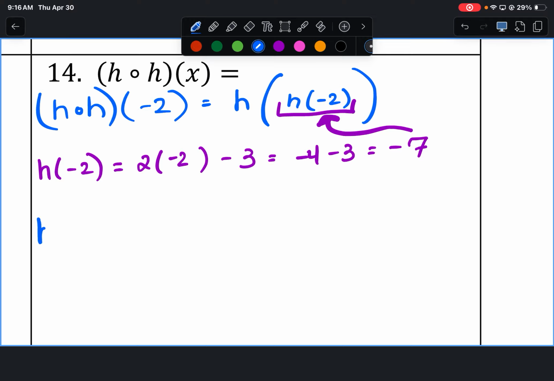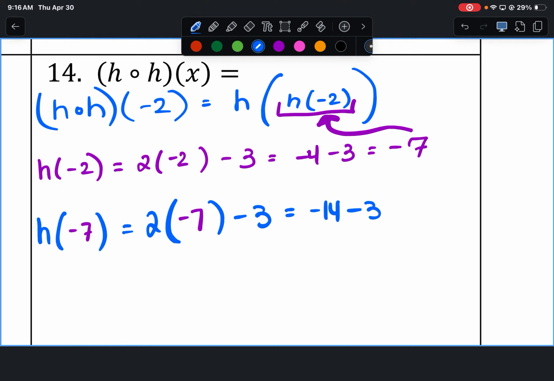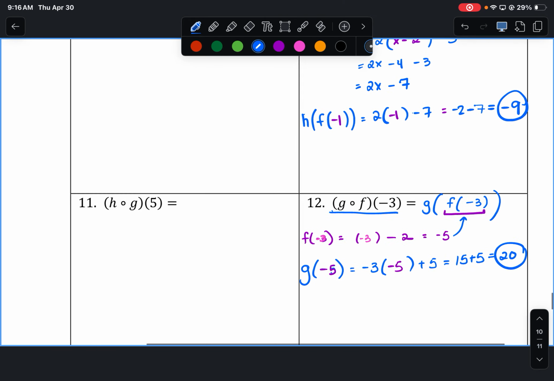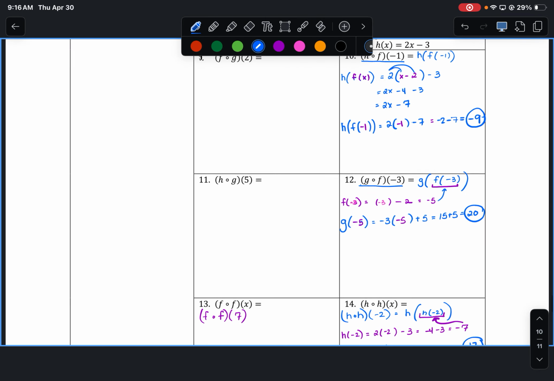All right, so once we get that, that is what is inside there. So we're going to do h of negative 7 now, which gives us 2 times x minus 3, but this time we're plugging in what for x? Negative 7. What is 2 times negative 7? Negative 14. What is negative 14 minus 3? Negative 17. And that is our answer. All right, so I want y'all to go ahead and work out the odds for me. Do 9, 11, and 13 for me real quick.